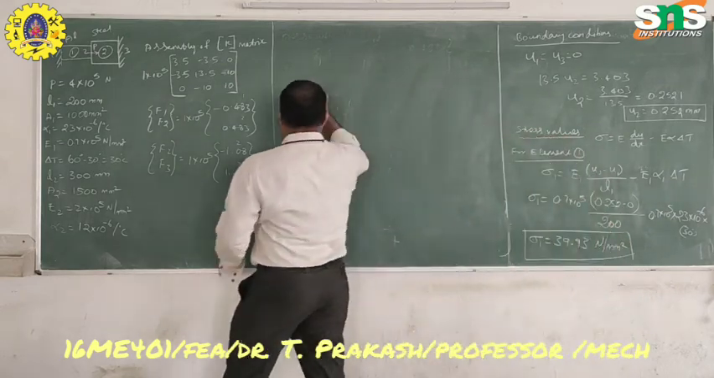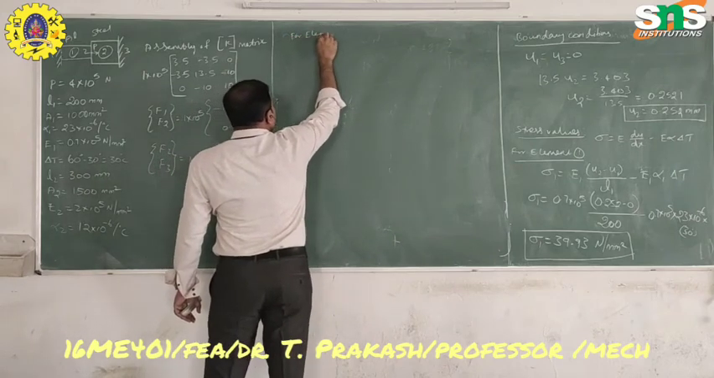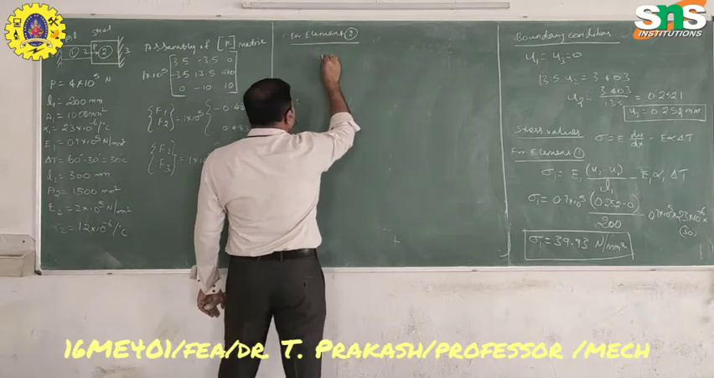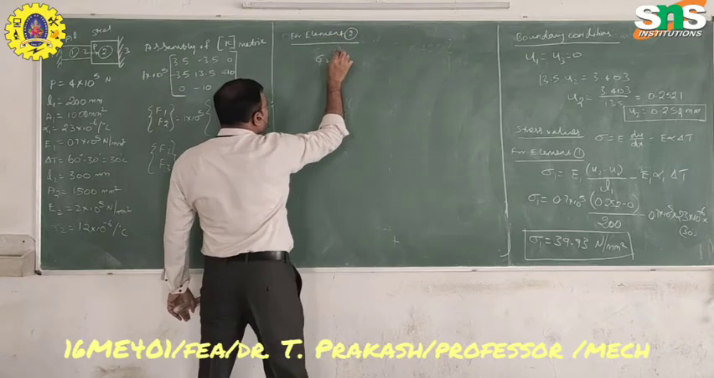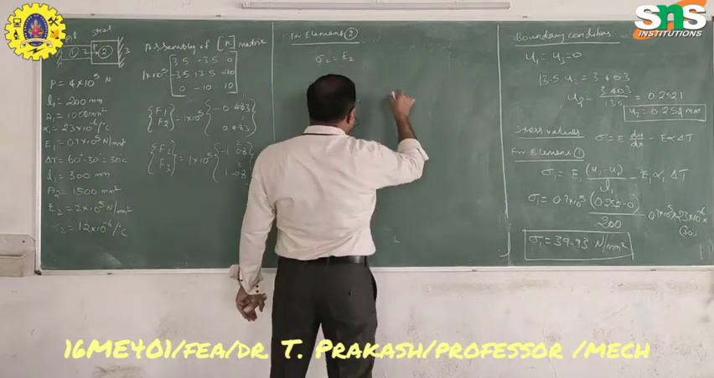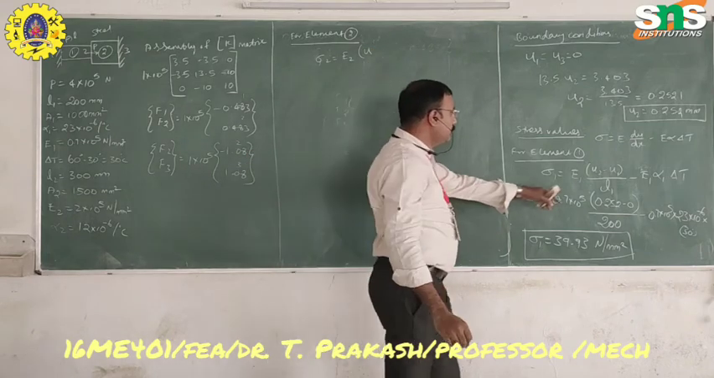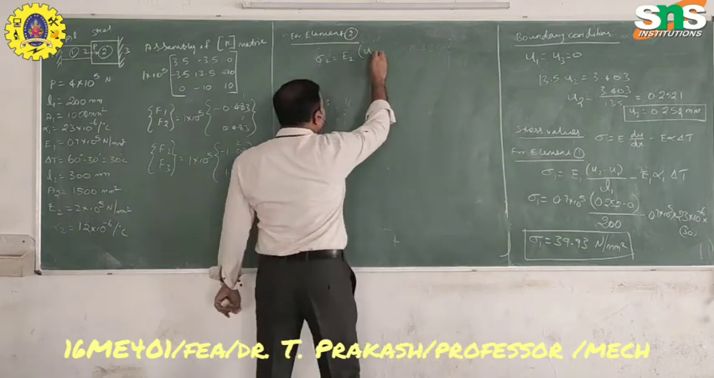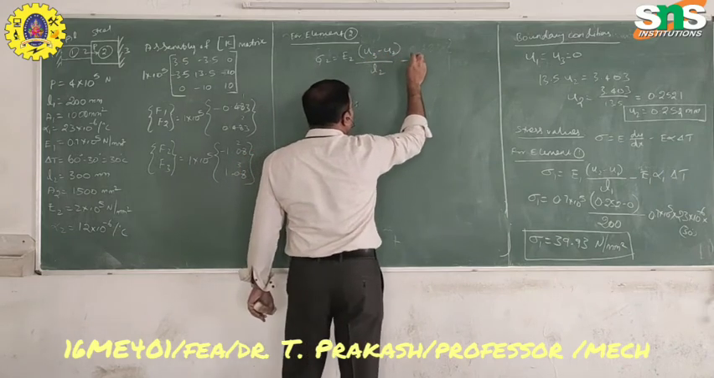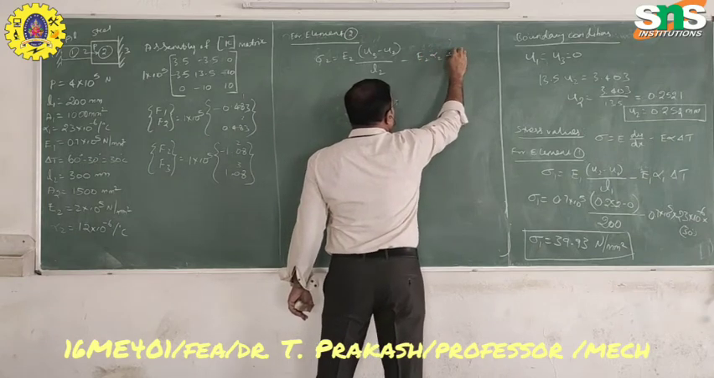Similarly, find the value for element 2. Sigma 2 equals E2 into (U3 minus U2) divided by L2, minus E2 alpha 2 delta T.